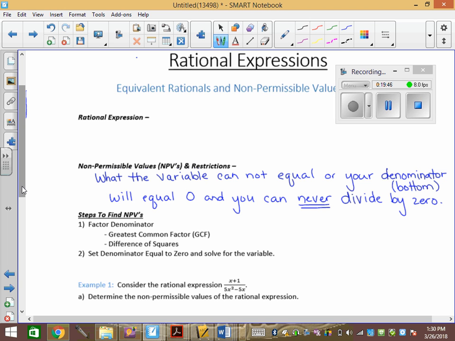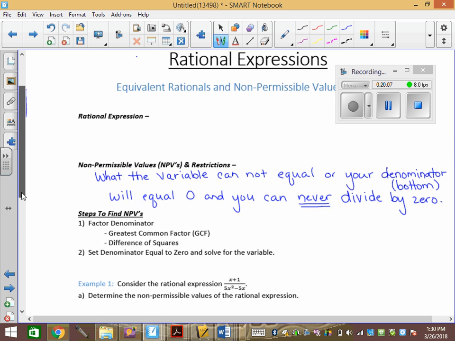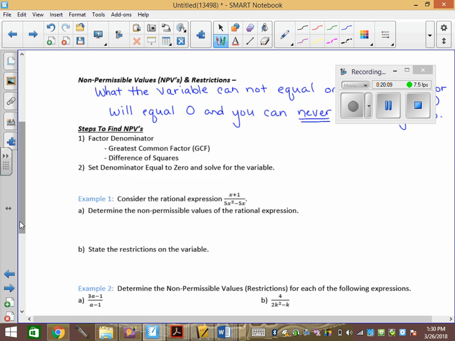Because if you went 3 divided by 0 into your calculator, it'll say error. If you do negative 100 divided by 0, it'll be error. The only thing that can't equal 0 is your denominator. So because we have variables in our denominator, we're going to say what those letters can't be, because if they were that, our denominator would be 0, and that's a problem. Okay, steps to find NPVs. We need to GCF or difference of squares the denominator first. If they ask for NPVs and nothing else, we don't even care what the numerator is, what the top is, because NPVs come directly from the denominator, what it can't equal.